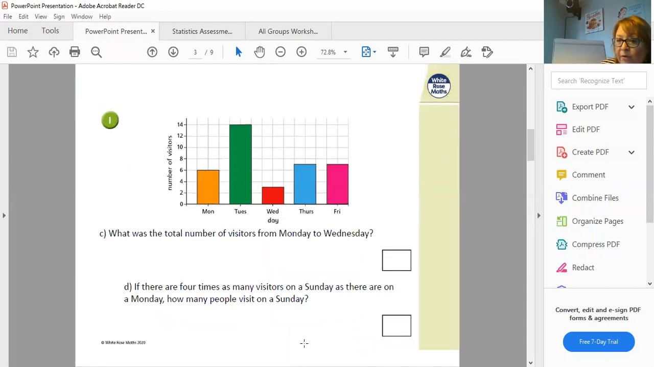Total number. Well, if you've already written the numbers on those bars, then all you've got to do is add them together. If you didn't write those numbers on them the first time, you're going to have to go back and work out what each one is again and then add them all up. All right. Question D is saying if there are 4 times as many visitors on a Sunday as there are on a Monday, how many people visit on a Sunday? So you've got to look at the total for Monday and times that by 4, and that tells you how many people are there on the Sunday.